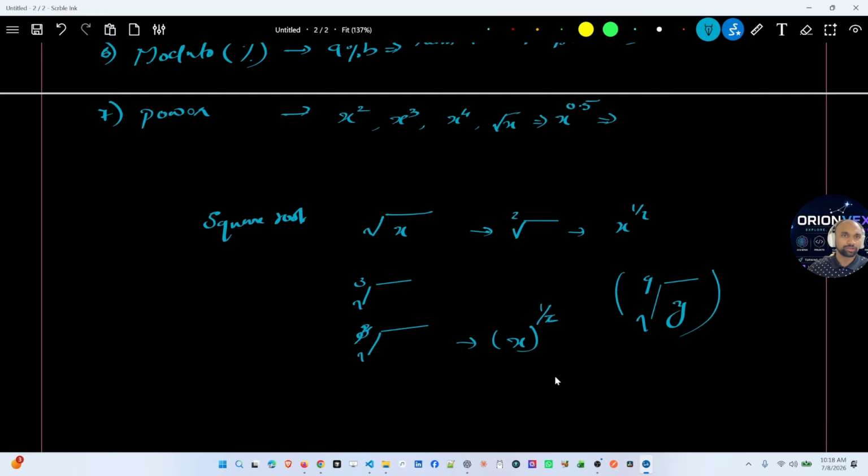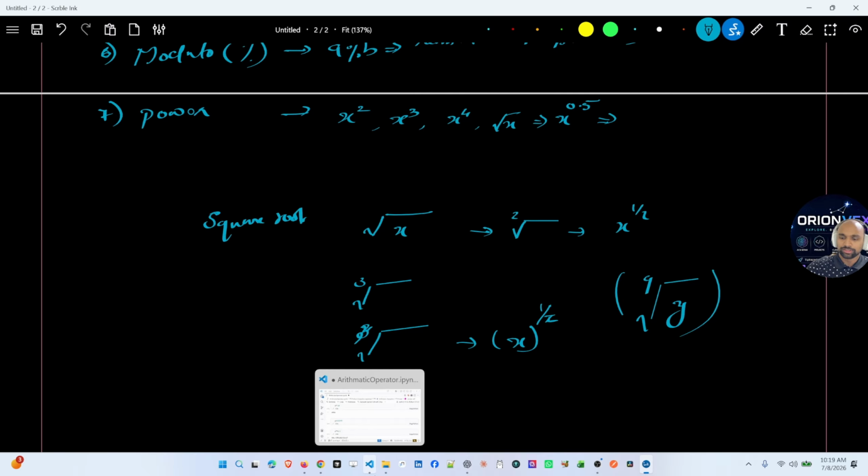This is how we are calculating the power, meaning square, cube, or fourth power, or going back to the root: square root, cube root, fourth root, or any power root we are going to take. Now this is called the power root, and these are the common examples of arithmetic operators.